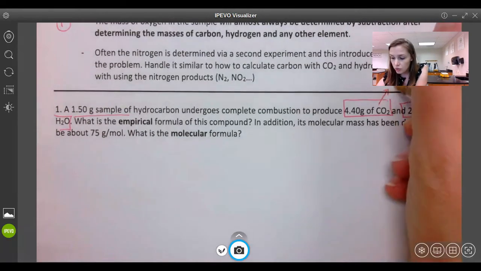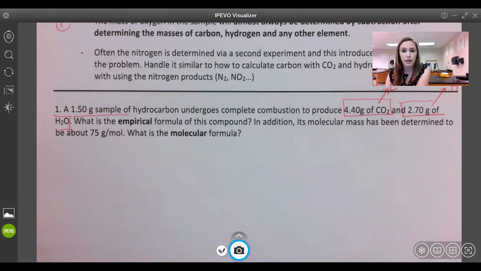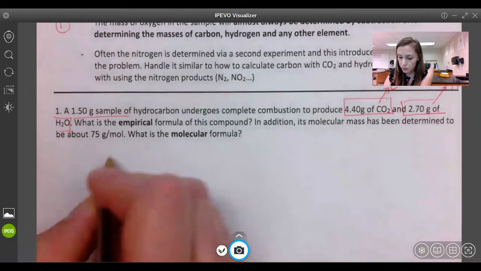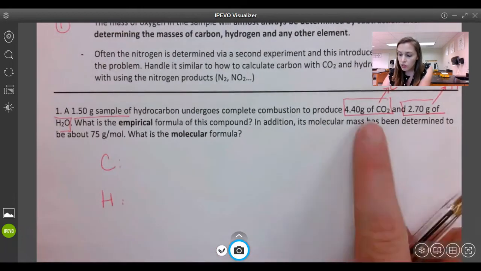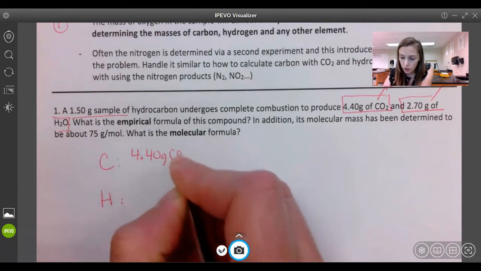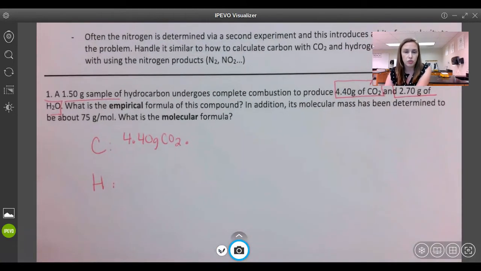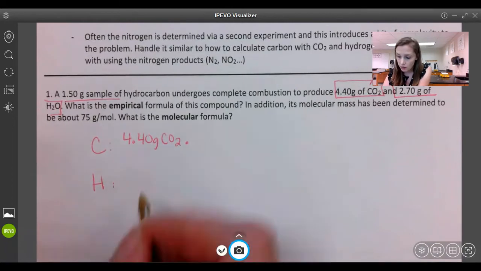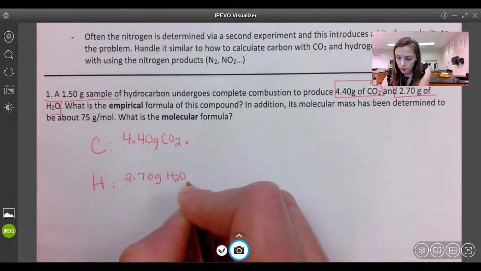So the CO2 is going to help us get grams of carbon and moles of carbon, and then our H2O is going to help us get our hydrogen. So we're going to just start with the empirical formula. With this, we have carbon and hydrogen. So I'm going to start with my 4.40 grams of CO2, and it's really important here to label everything because this is usually where students will make a mistake. And then hydrogen is going to be the 2.70 grams of H2O.